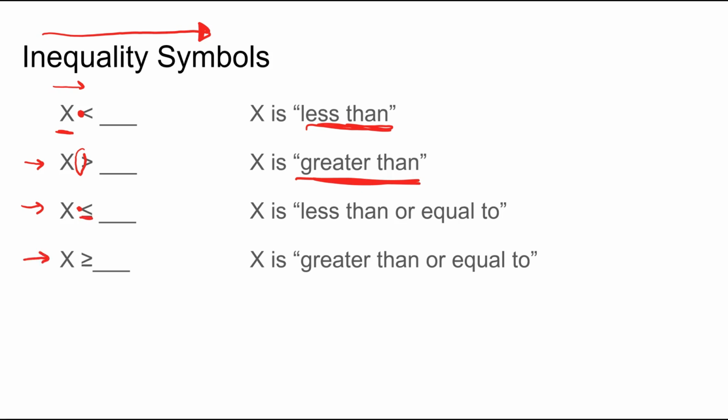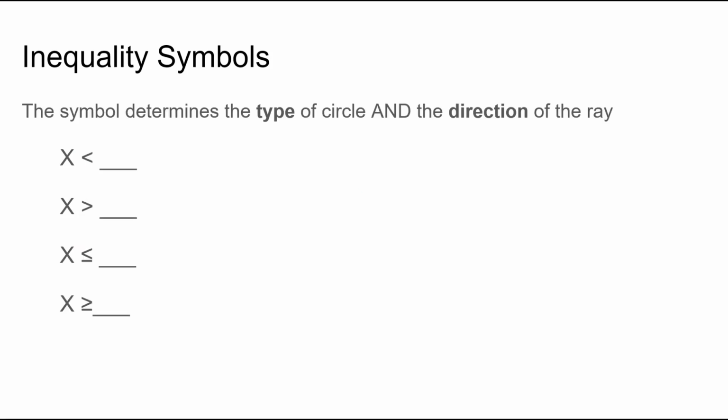Again, we're always reading from left to right. Variable is always on the left side. The first thing I see is that openness, so it's going to be a greater than, I have a half a line here, or equal to. The symbol determines the type of circle we draw on a graph and the direction of that ray. So let's practice our symbols.